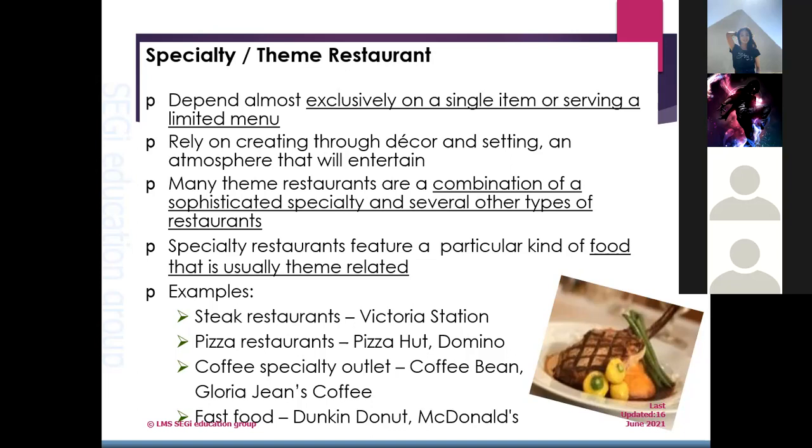Subway specialized in sandwich. Betul. Okay. Guys, the example is not limited here. Banyak lagi kat Malaysia specialized restaurant. Some restaurant they are specialized in biryani, biryani house, curry house, asam pedas house, steamboat, kan? All of this is specialty restaurant.